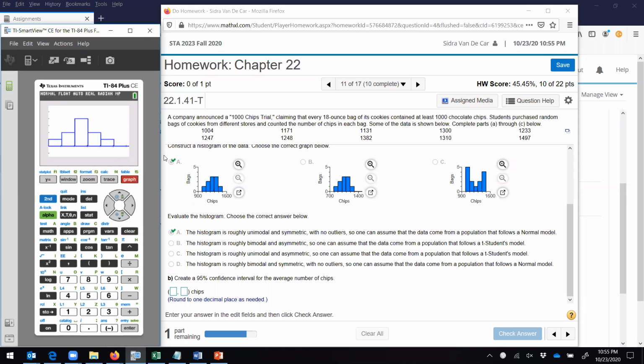That ours looks absolutely nothing like theirs. But that's because, why is that? It should. Our scale's just a little different. But you can still see that it's roughly unimodal and symmetric.